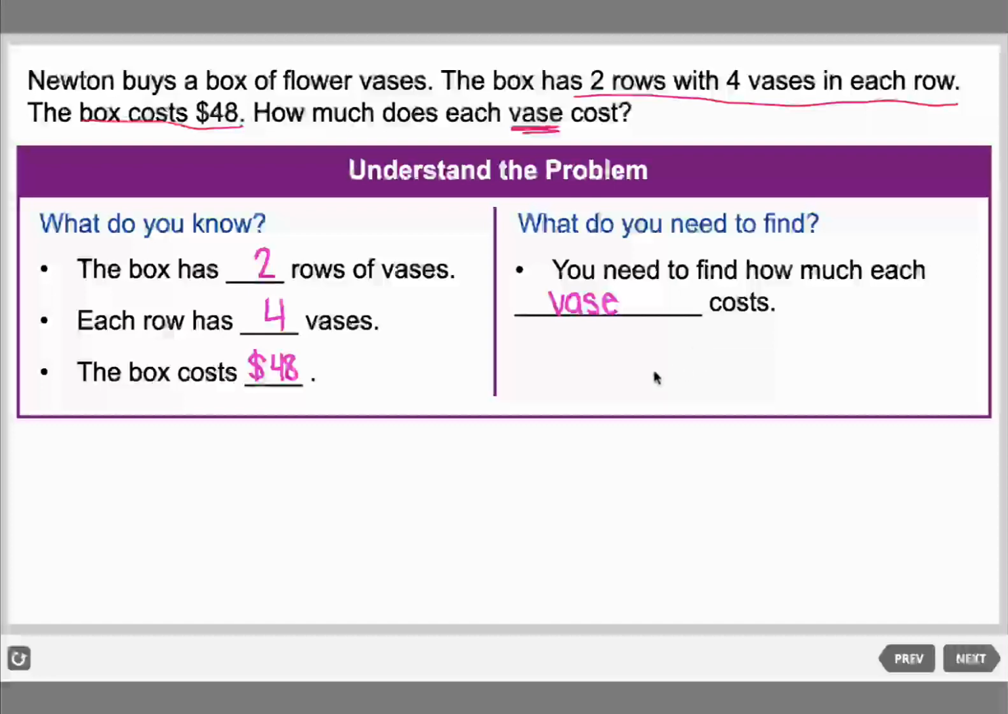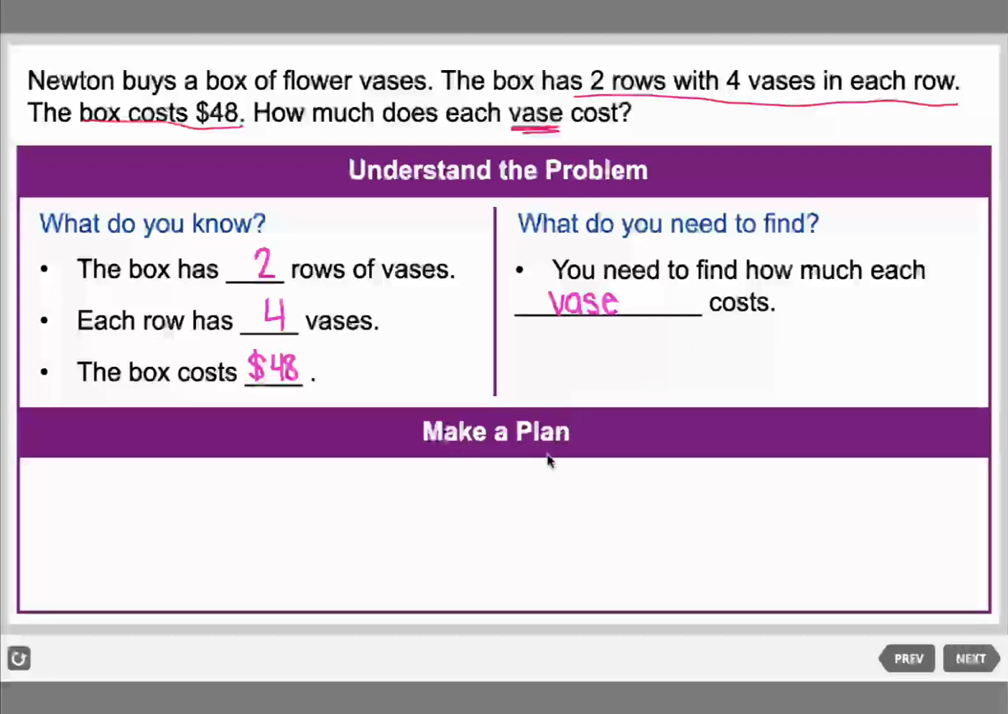Now let's do the second step. Let's make a plan to solve the problem. Teacher, what's the page? 206. Okay, as you know, we have two rows with four vases in each row, and the total price of the box is 48. So we need to find first the total number of vases.